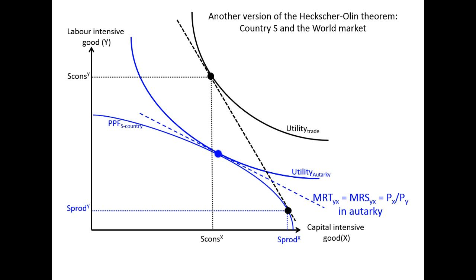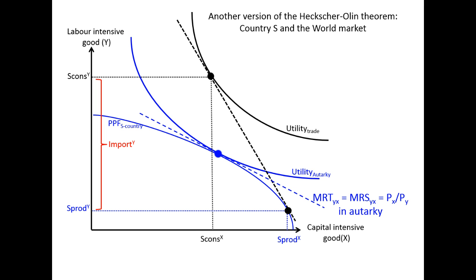So we're going to consume much more of the labor-intense good, up to that quantity, and we're going to consume a little bit less than originally of the X good. And to be able to do this, we have to import, since we consume much more than we produce of the Y good. We have to import the difference, therefore.